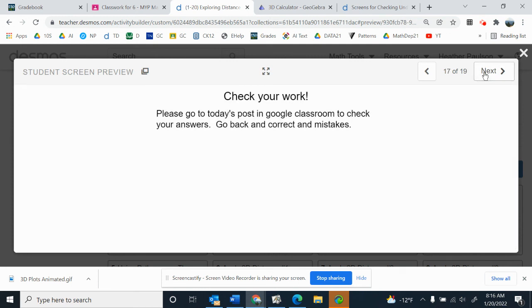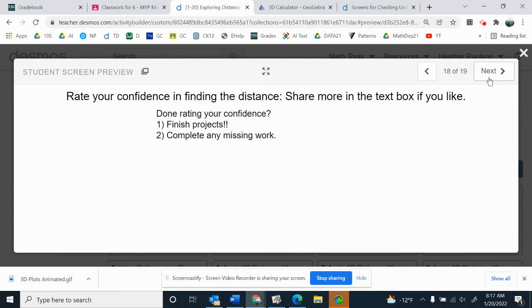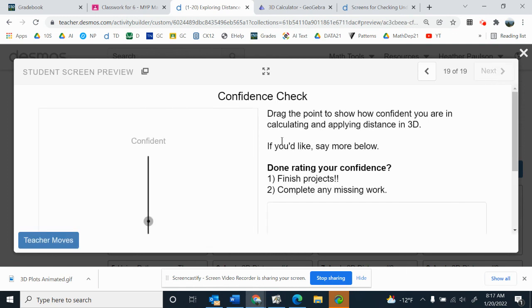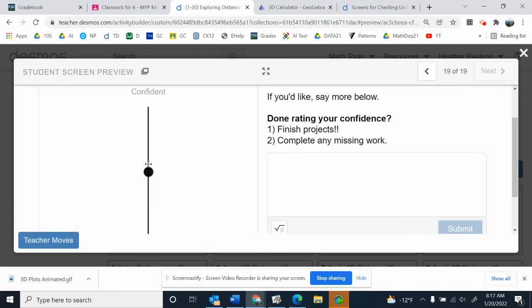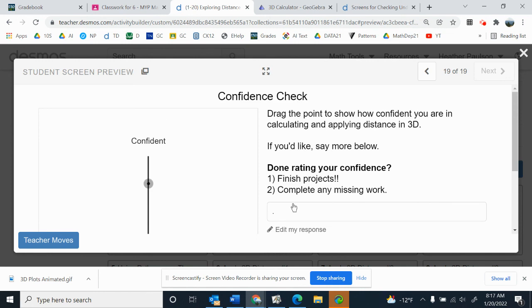All of the solutions are in the PDF in this post in Google Classroom. Please check your answers and please go back and correct any mistakes before you leave Desmos. Lastly, you are going to rate your confidence. If you'd like to say more, feel free. Otherwise, just put a period, submit, and then make sure to finish projects and complete any missing work.